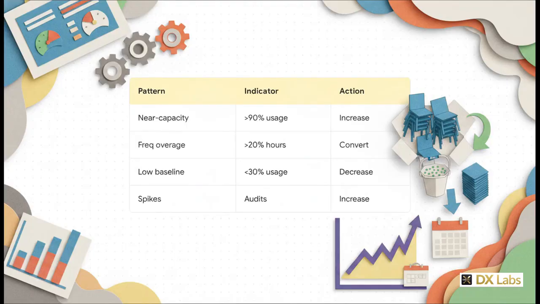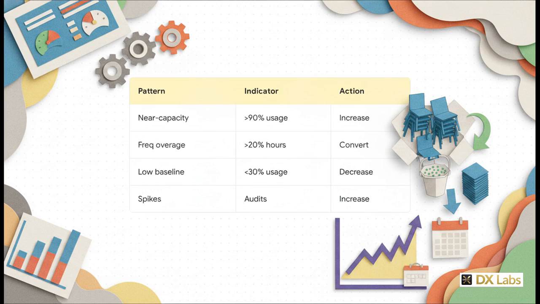When you're looking at that dashboard, you aren't just staring at random numbers. You're actively searching for specific usage patterns. Microsoft defines 4 key patterns you need to recognize and act on. If your dashboard shows you constantly running at sustained near capacity, meaning your utilization is consistently over 90%, it's time to permanently increase your provisioned SCUs.